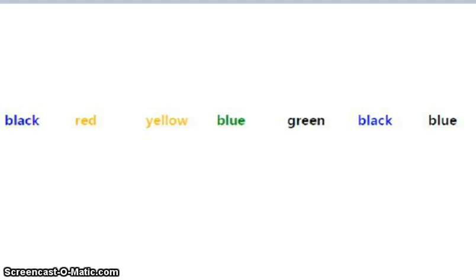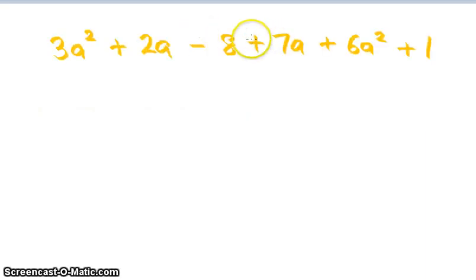Some brain exercise. I think I'm gonna ask your teacher to pause right here and let's do this 5 minutes of brain exercise. Let's work out our brain. Let's have a look at this algebraic expression. Okay, so first we have to identify the like terms.